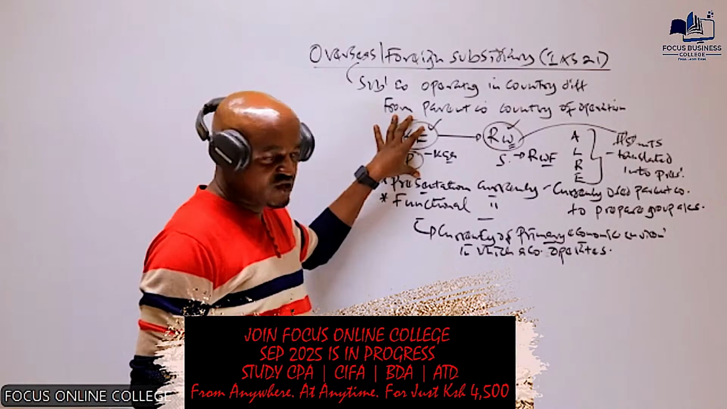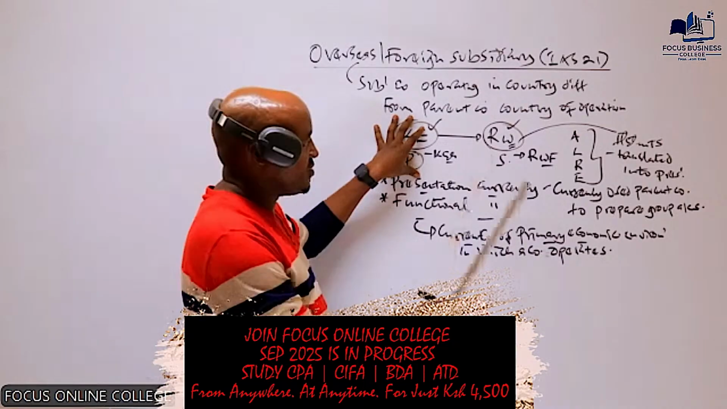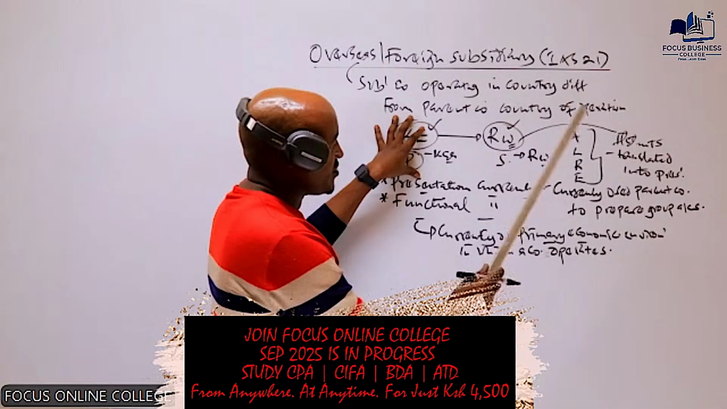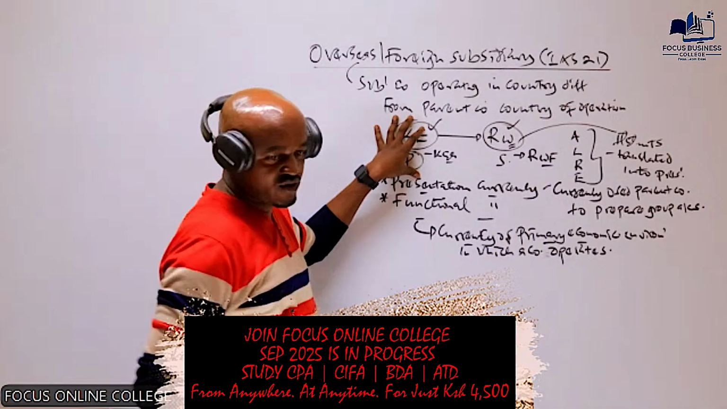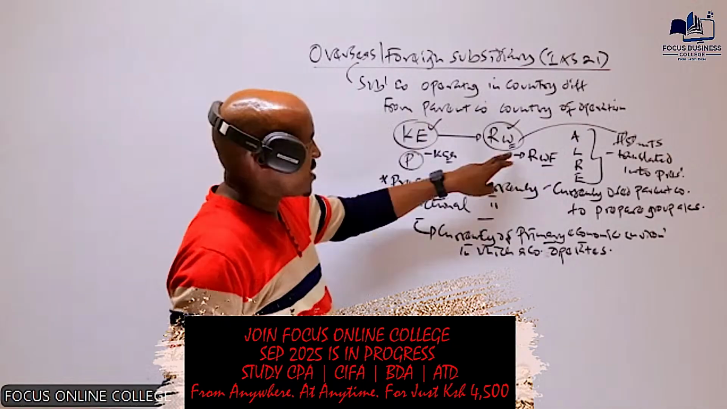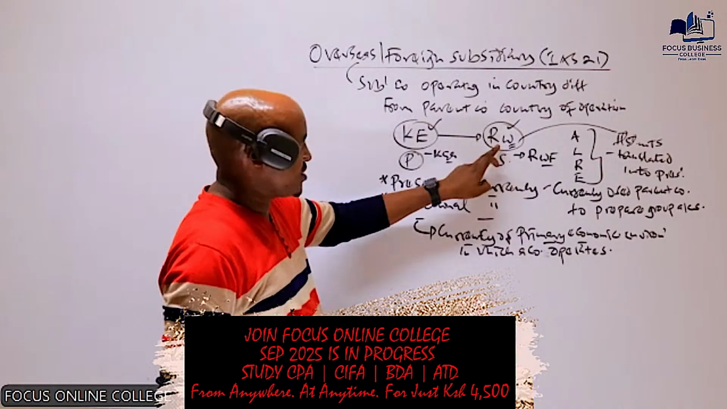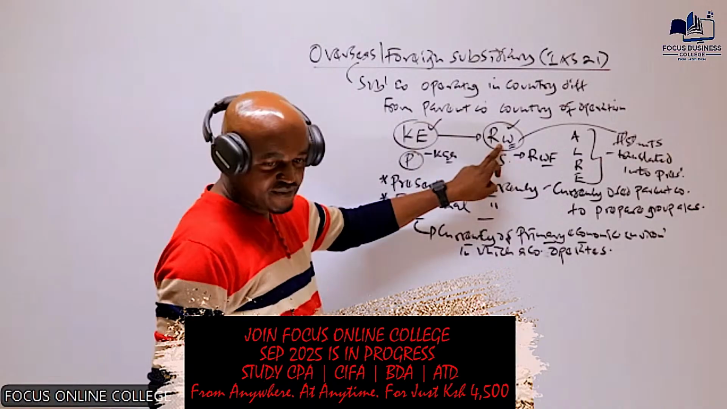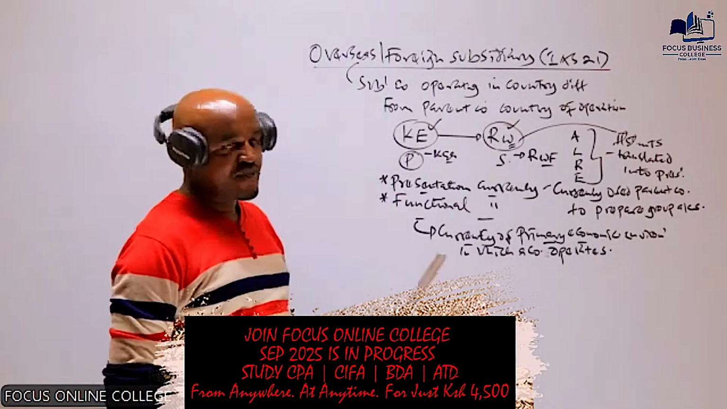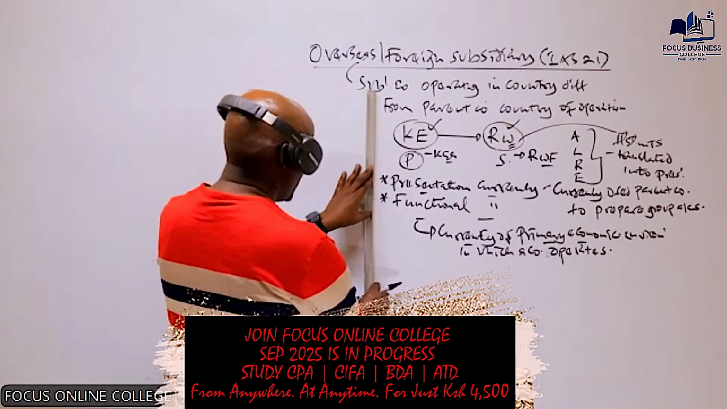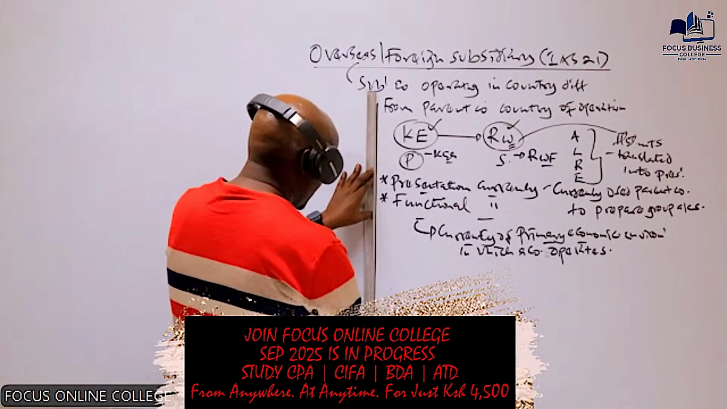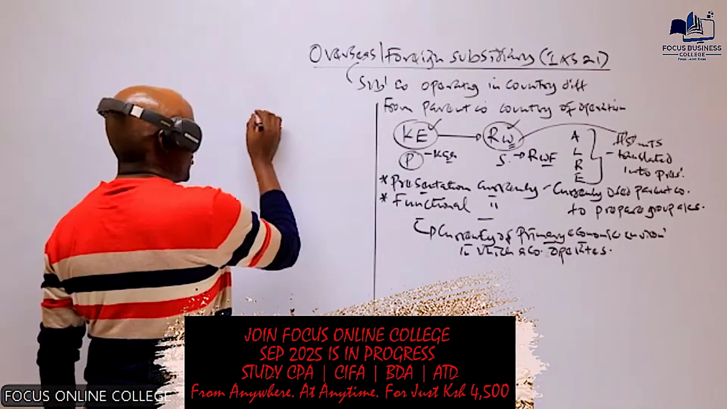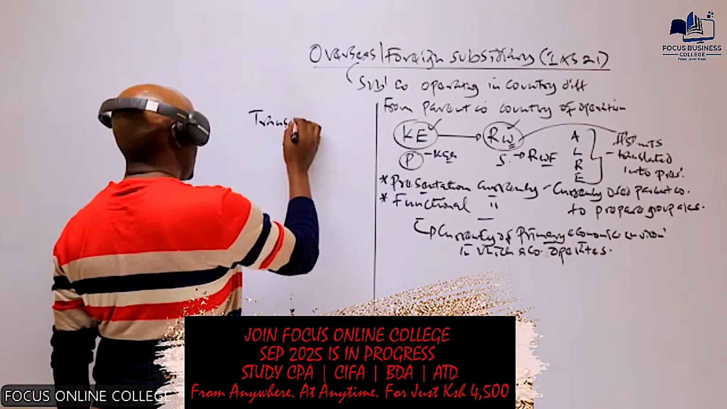So therefore, before we combine similar items of assets, liabilities, revenue, and expenses, those of the parent company and those of the foreign subsidiary, the assets, liabilities, revenue, and expenses of the foreign subsidiary must be translated into Kenyan shillings, which is the presentation currency. So how do we do the translation? These are the translation rules.